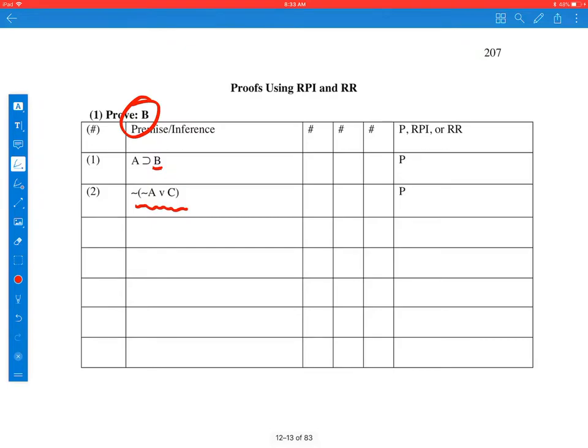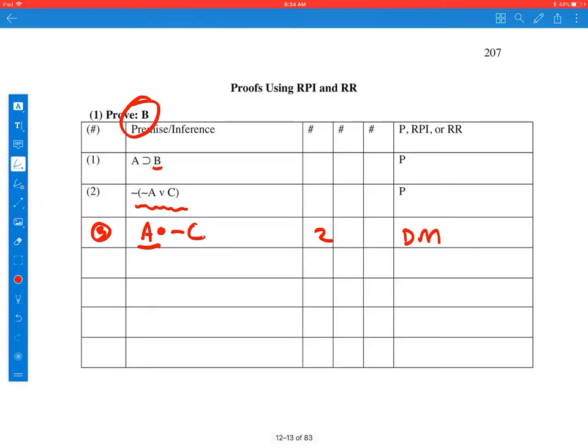And we have a rule that allows us to drive the negation through the brackets. So let's apply that rule. It's called De Morgan's. Not A would become A, the or would become an and, and the C would become a not C. That's from line 2 by De Morgan's.